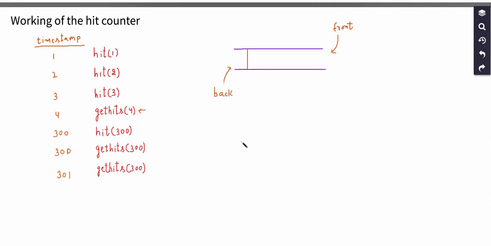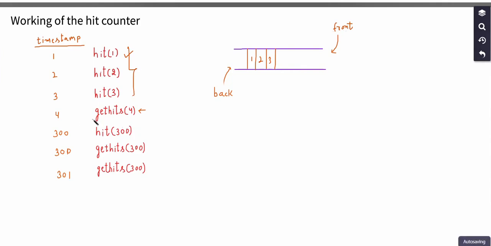Fine. So let's run this algorithm on the given test data. This is our queue. This is the back of the queue. This is the front of the queue. Initially, we call the hit function at the first timestamp. So we record our first timestamp in the queue. Then we record our second timestamp in the queue. Then we record the third timestamp in the queue for the corresponding hit function calls.